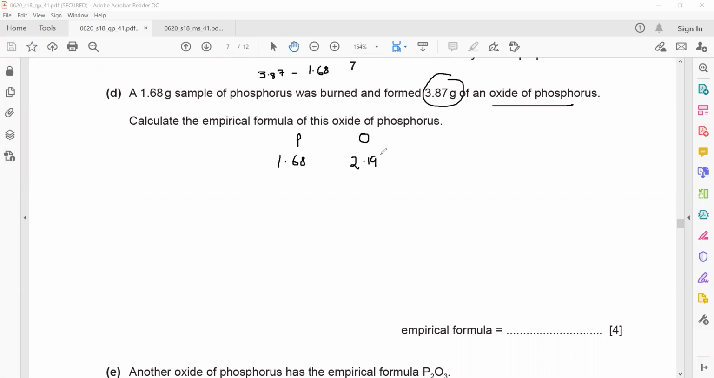Now to get the empirical formula, first divide by atomic mass. So what is the atomic mass of phosphorus? You can use the periodic table. It will be 31. So you'll divide this by 31. 1.68 divided by 31. What's the answer? 0.0541. And 2.19 divided by the atomic mass of oxygen, 16.